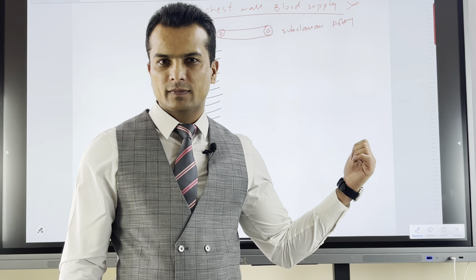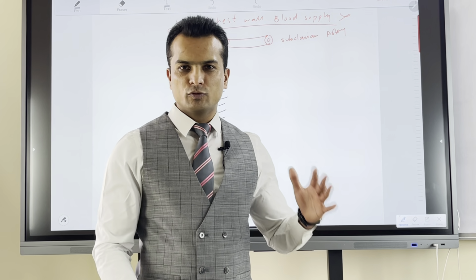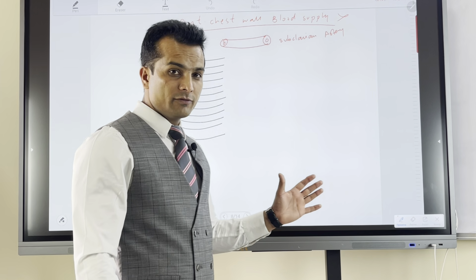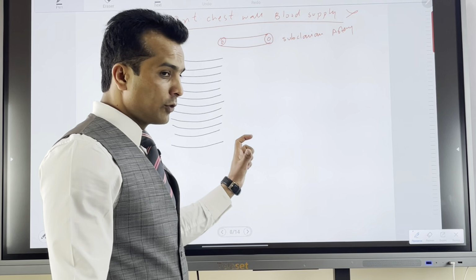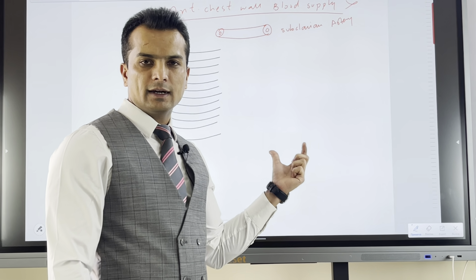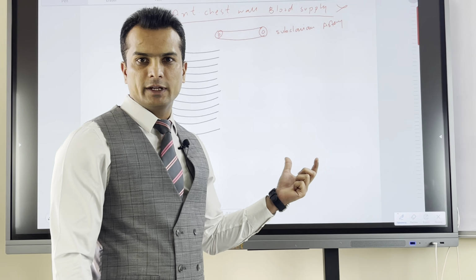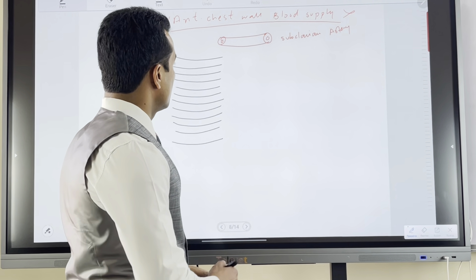Let me draw, then you can write it in your own words. If you want to make notes, which is very important, otherwise you will forget. First follow me and make this sketch, and then write the statement which I have just explained. Later we will also discuss the branches of the internal thoracic artery.